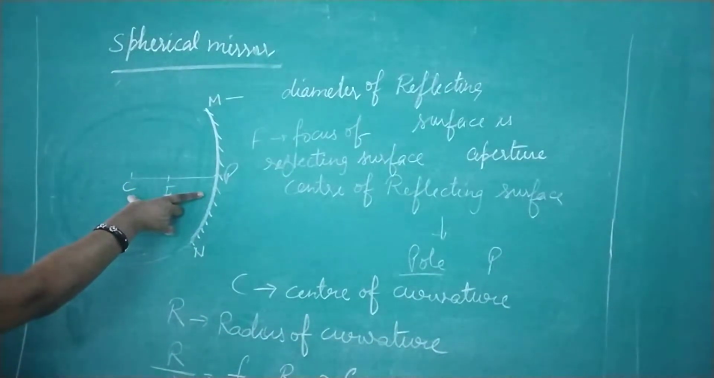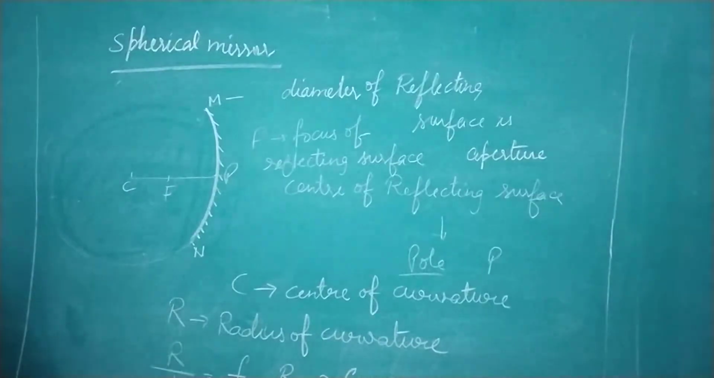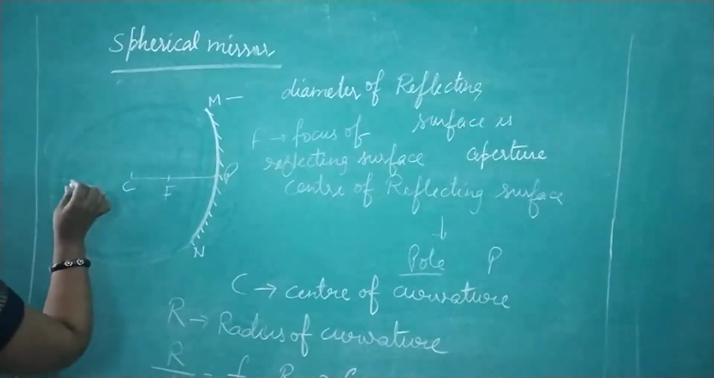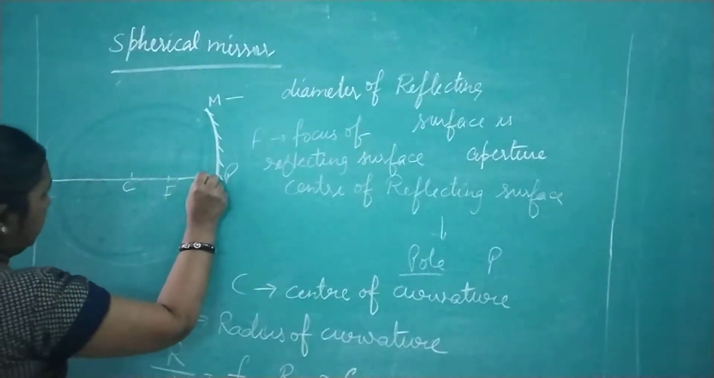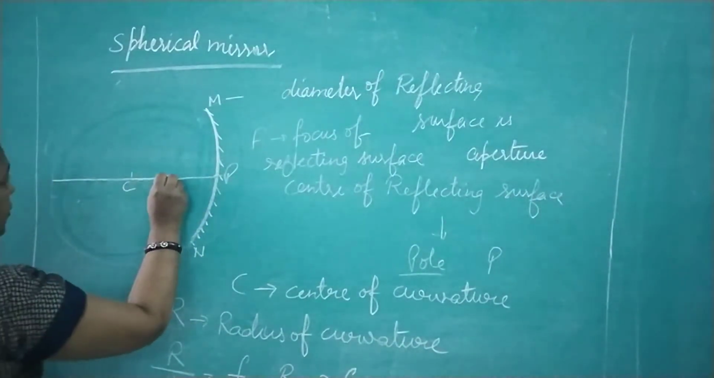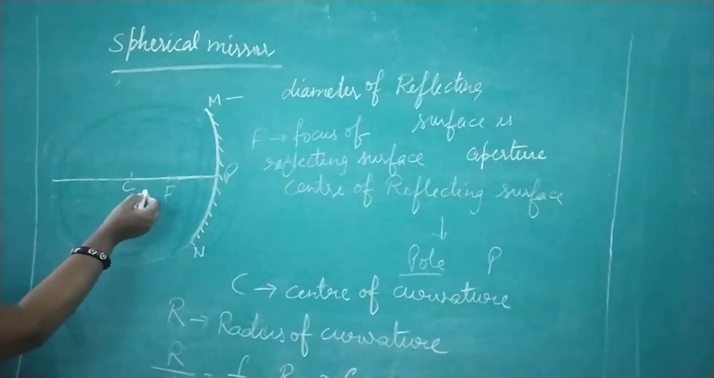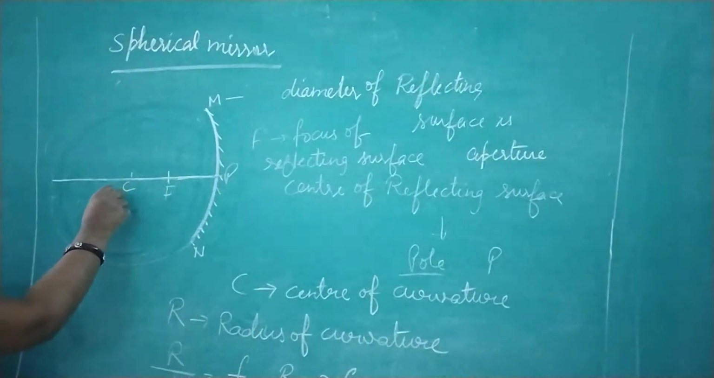This whole distance is equal to R, and the half distance is equal to the focus of your reflecting surface. The distance between P and F is known as your focal length. Okay, a line which passes through the center of curvature, this one, a line passes through the center of curvature, your focus and your pole.